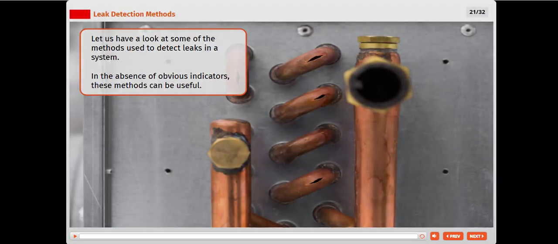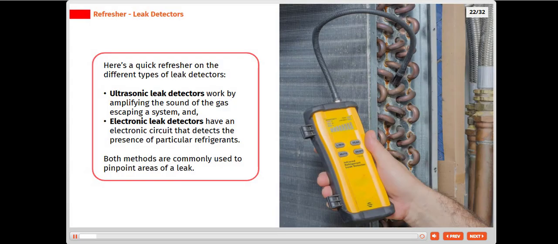Let us have a look at some of the methods used to detect leaks in a system. In the absence of obvious indicators, these methods can be useful. Here's a quick refresher on the different types of leak detectors. Ultrasonic leak detectors work by amplifying the sound of the gas escaping a system, and electronic leak detectors have an electronic circuit that detects the presence of particular refrigerants. Both methods are commonly used to pinpoint areas of a leak.